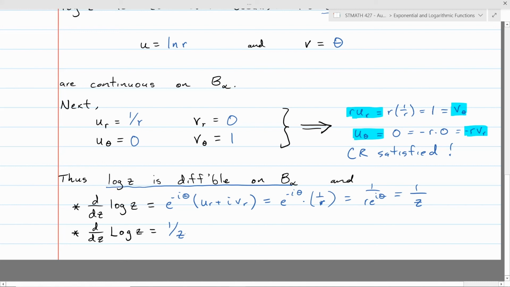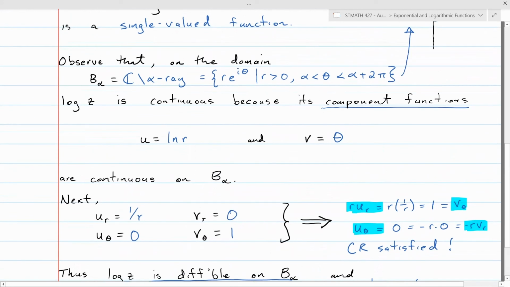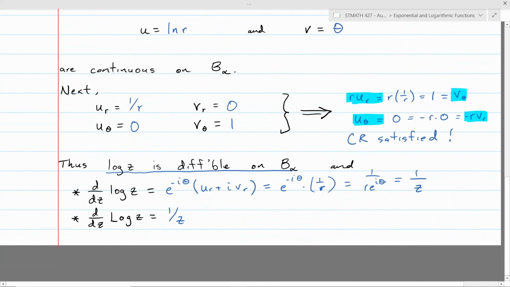So good news. At least the derivatives of logarithms act just like they did back in single variable calculus class. The derivative of log is 1 over z. And it doesn't really matter how you restrict your theta as long as you restrict it to a full 360-degree circle based on some angle alpha. So I just want to point out here that for the principal logarithm, the alpha was equal to 0. Well, that's not quite right. I guess your cut would be negative pi. Because it goes from negative pi, and then you add 2 pi to that, you get positive pi. Right, okay.